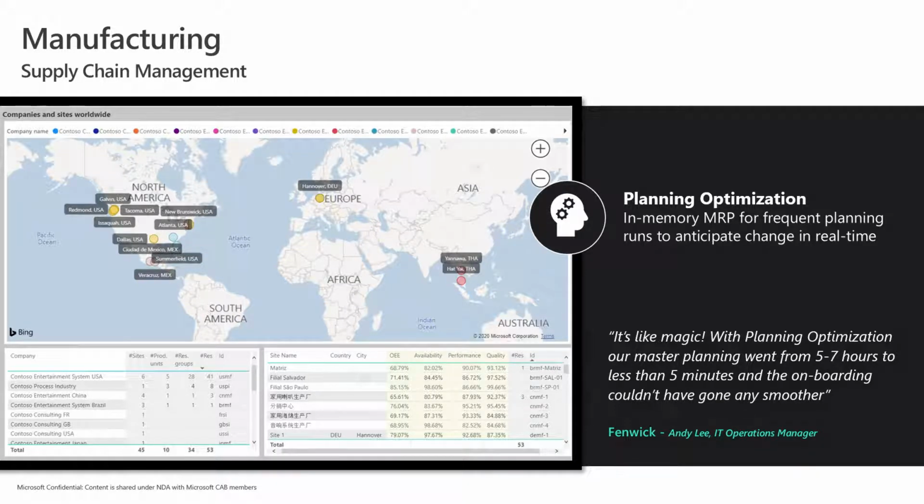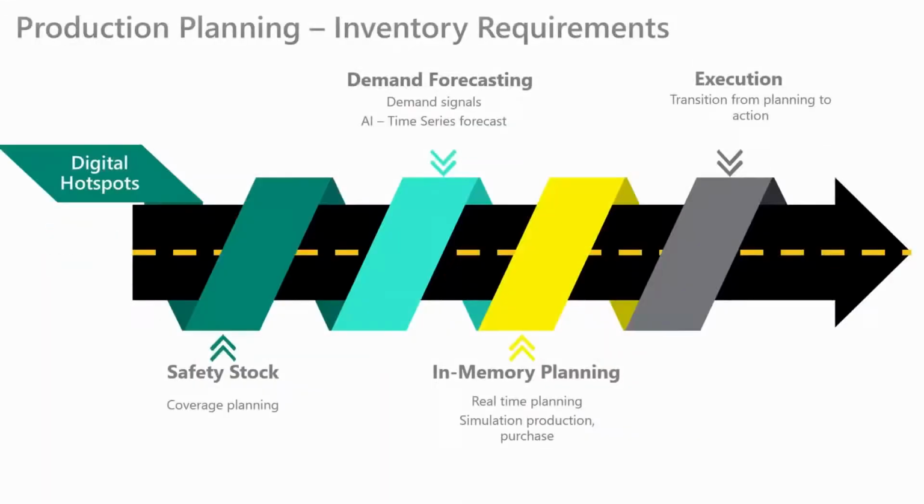So the planning gives us the ability to manage our bill of materials and plan our suggested orders. Let's have a look at that in a quick demo. In this video, let's have a look at a demo of production planning for our inventory requirements, specifically looking at the inputs from safety stock and demand forecasting, and then executing the in-memory planning.